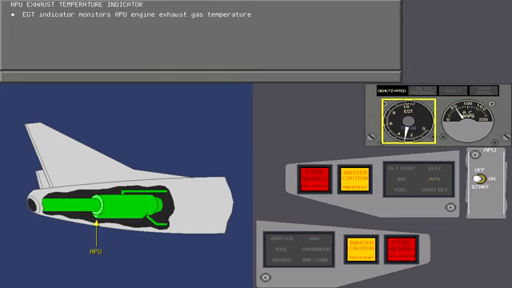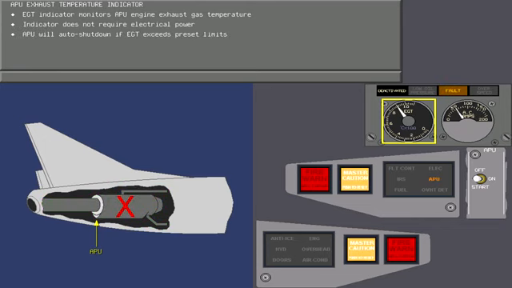The APU EGT indicator on the APU panel monitors the APU engine exhaust gas temperature. This indicator does not require electrical power. The APU will automatically shut down if the EGT exceeds preset limits. The fault light, master caution, and APU master caution annunciation lights come on when the APU automatically shuts down due to excessive EGT.